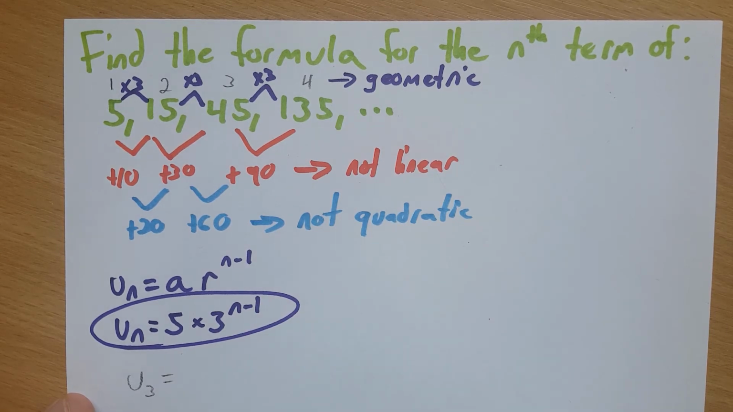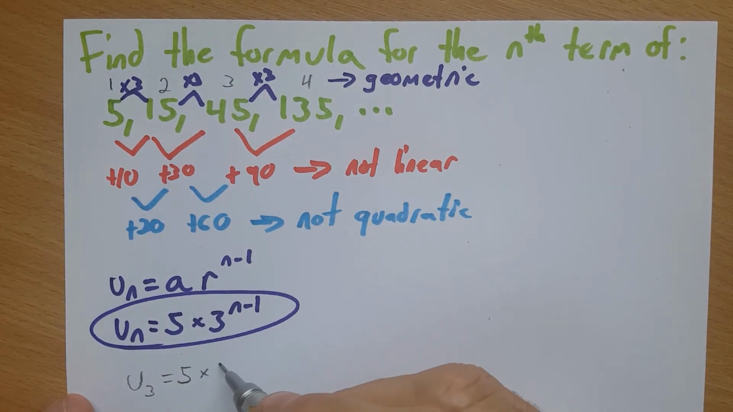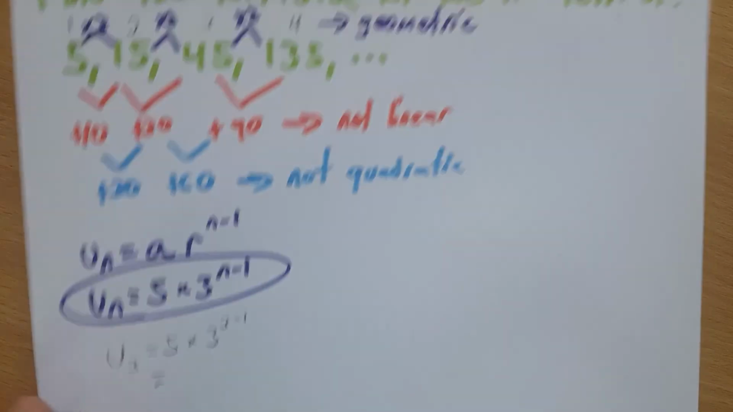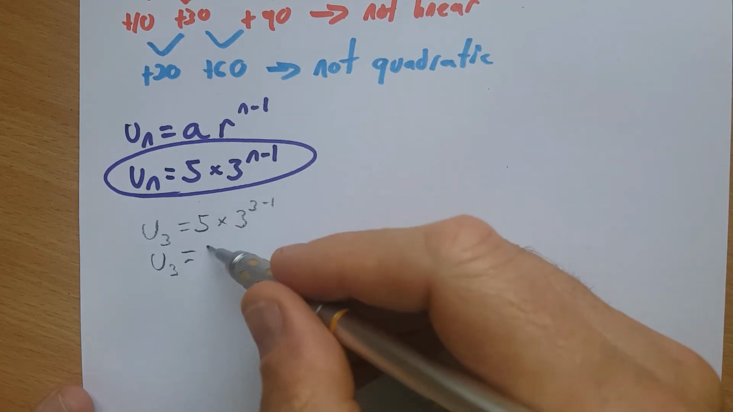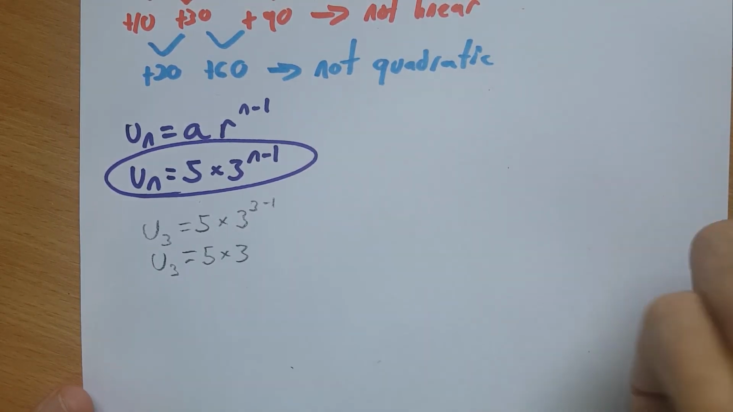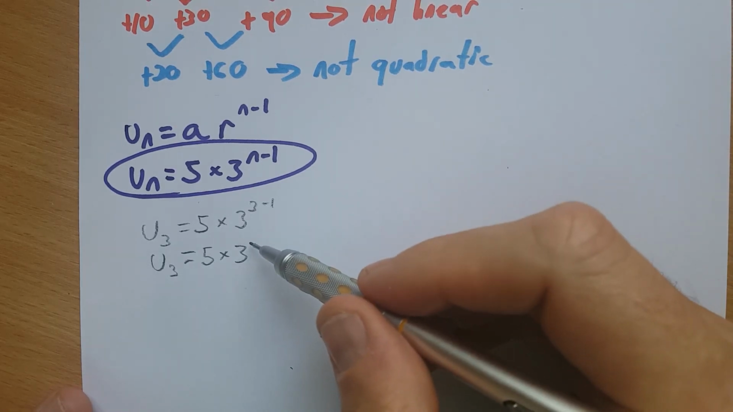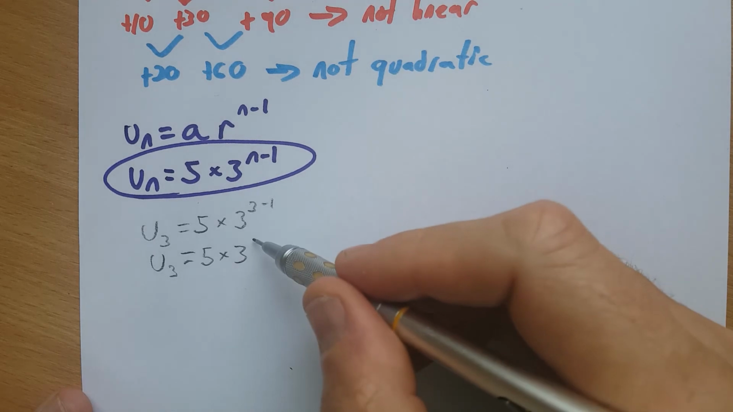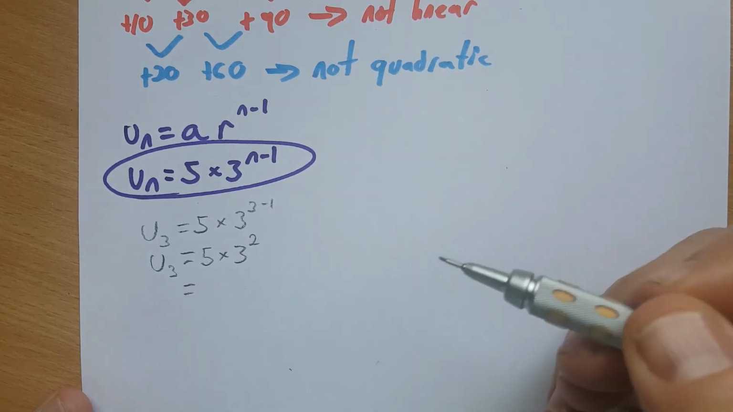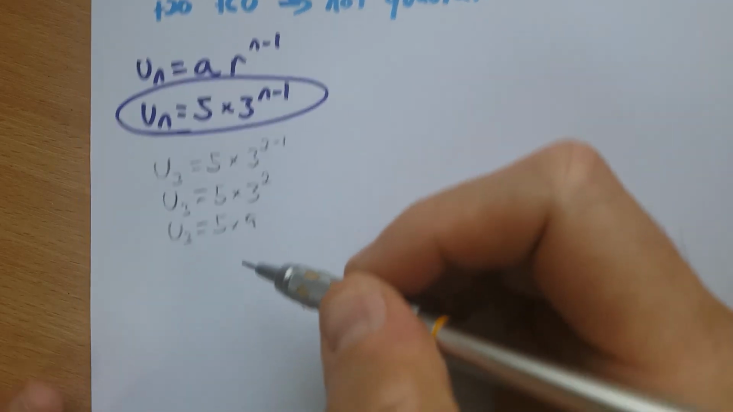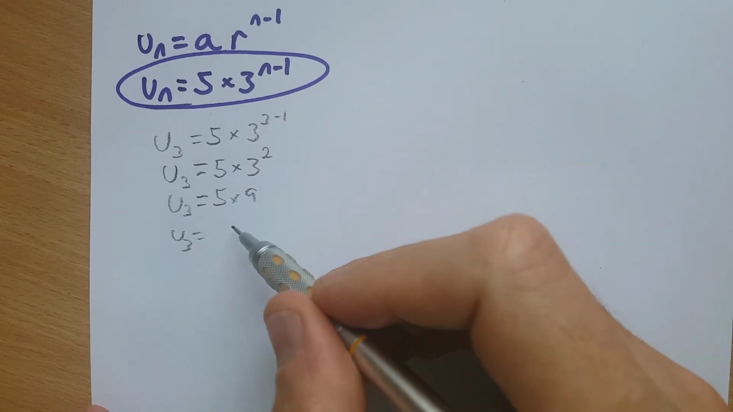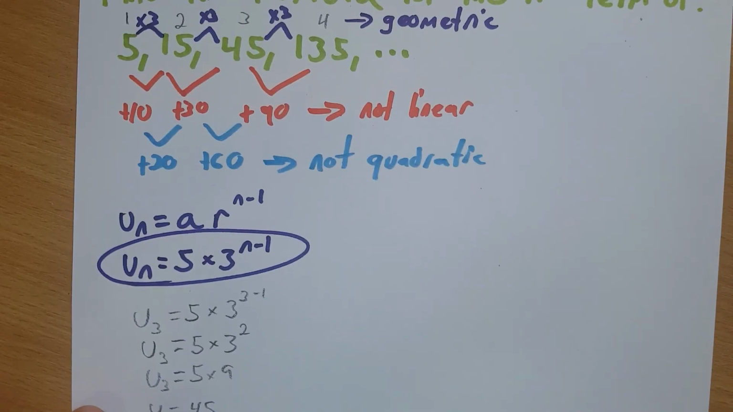So u_3 is equal to 5 times 3 to the 3 minus 1. So the third term in this sequence should be equal to 5 times 3 raised to the 3 minus 1 power. So u_3 equals, I can't do 5 times 3. This is not a lesson on order of operations, but they're important and you should know them in order to do this problem. So it's 3 squared and 5 times 9. So the third term in the sequence should be 45, and sure enough it is.